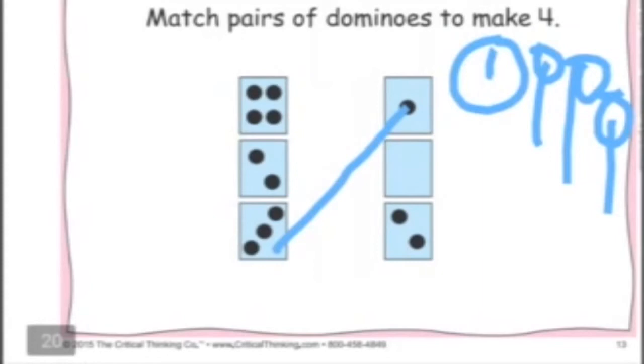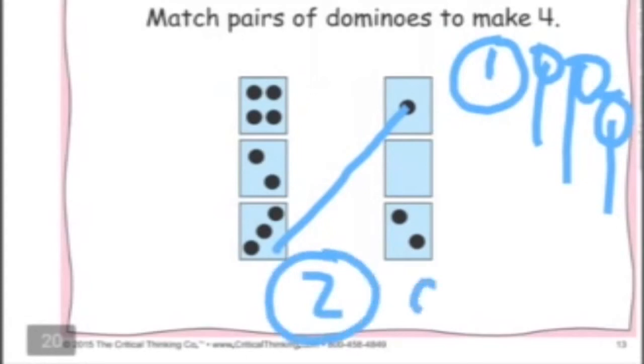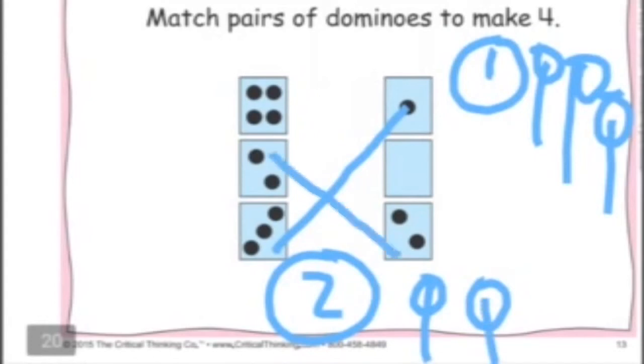What about 2? I'll put on my 2 and circle it and count to 4. 2, 3, 4. And how many circles do I have outside? 2 circles. 1, 2. I have 2 circles. I will look for 2 circles. You see that?